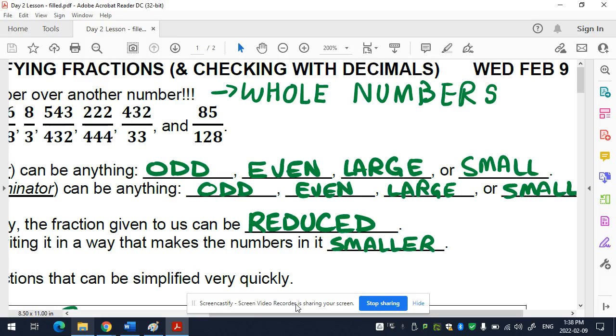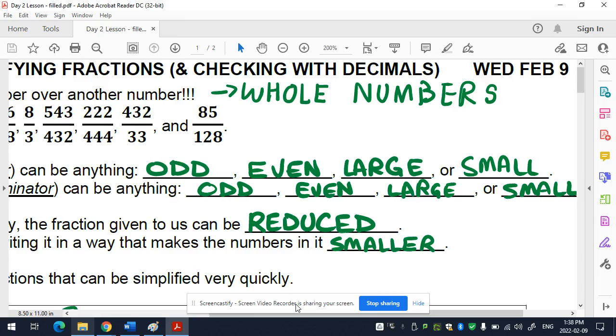Today's lesson is going to be mainly concerned with taking a fraction with big numbers. How big? Could be this big. Could be this big. Depends. And have them reduced. What does the word reduce mean? Up or down?